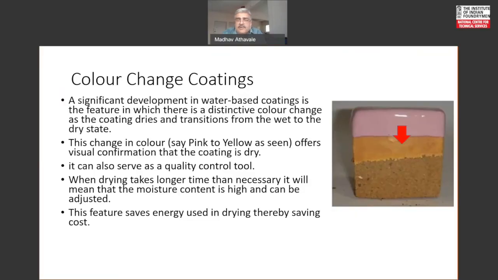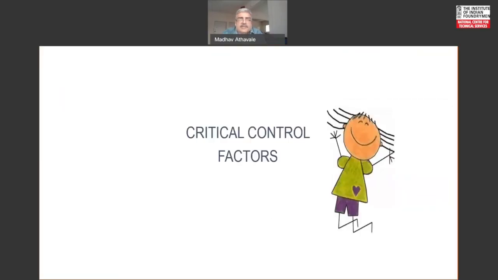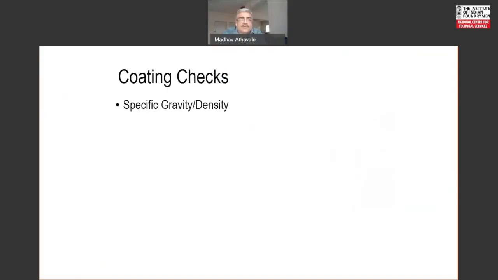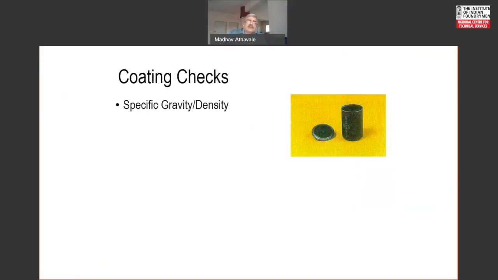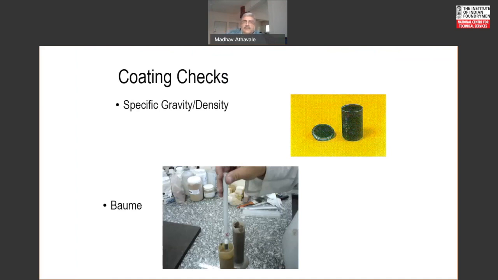It will also help in conserving the energy. Now, a few quick slides on coating checks. Specific gravity or density, and you can use this density cup for measurement. Bomb. I'll not show the video here, so we are short of time now. But what is important is how do you measure the bomb?